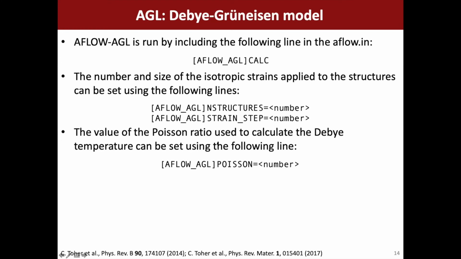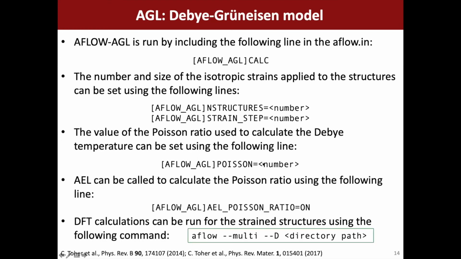You can also set the Poisson ratio that you use using this line, or you can take it from AEL. So usually the default is what we do, is we use AEL to calculate this Poisson ratio that's used in this AGL part. You can also run the DFT calculations for all the strain structures that are generated, again, using the AFLOW -multi command.